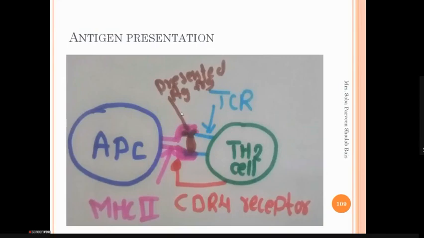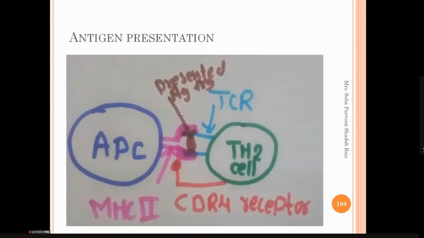Now here the things need to be remembered. Antigen presenting cells are professional. They are present in the circulation, so they will personally move to the TH cell. The TH cell will not come into the circulation. Same thing will happen: when they find the TH cell, they will say, hello TH cell, wait, I want to show something. Then this TH cell will check whatever this APC has brought.